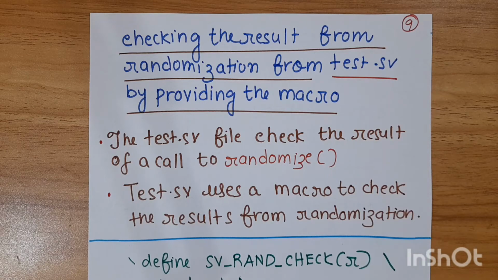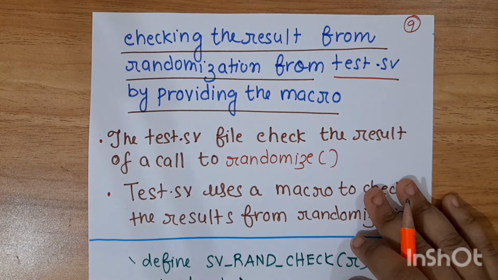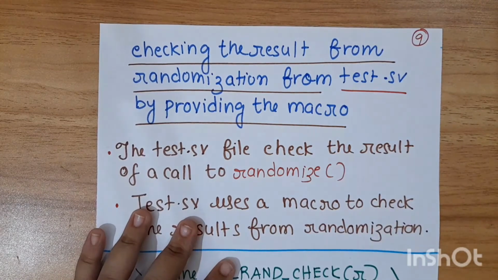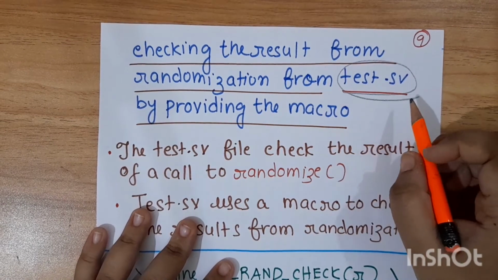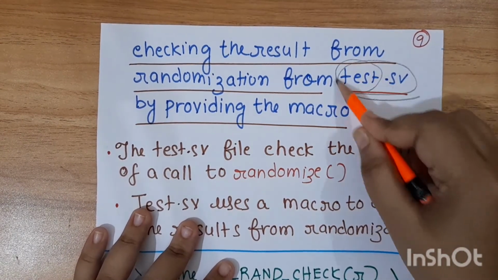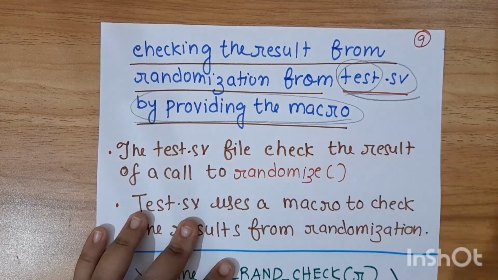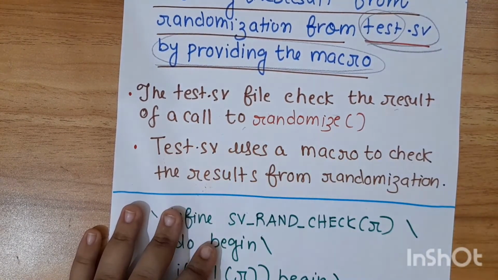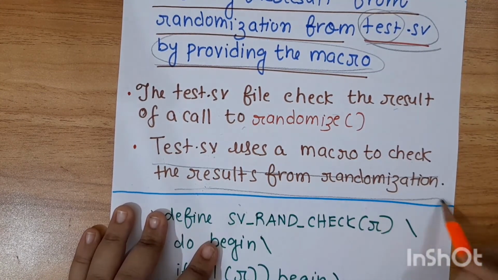I will write the test case. I will put a macro there, and with that macro I will display the content of randomization, so checking the result from the randomization from test.sv. The extension of the sv file is .sv. So I have a test case, test.sv, and from the test case I am providing a macro. The test.sv file checks the result of a call to randomize, using a macro to check the result from randomization.